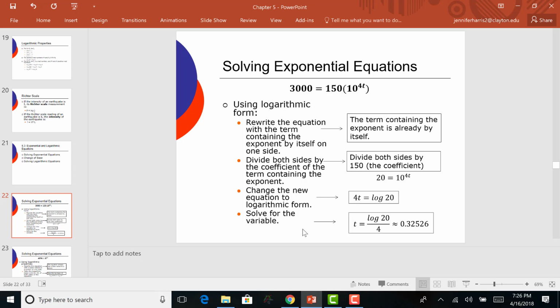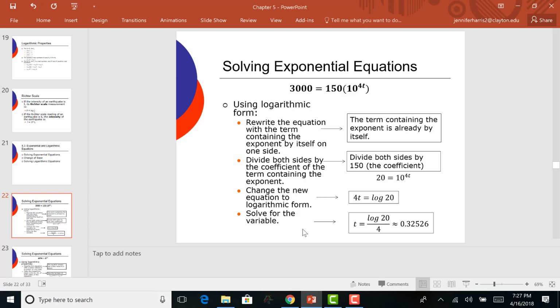To solve it, you're going to need to use logs. So let's do what they did, and I'm going to add some steps in that are not on the PowerPoint. So I've got 3,000 is equal to 150 times 10 to the 4t power. The goal is to get what by itself? Whatever letter of the alphabet you see up there. So the goal is to get the variable t by itself. So I'm going to start doing things to get t by itself.